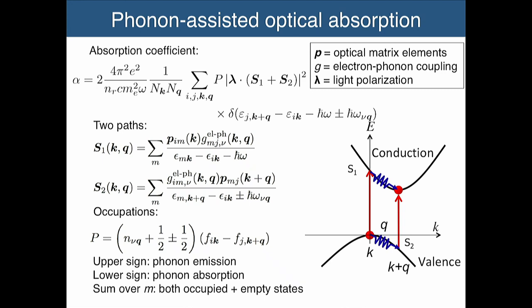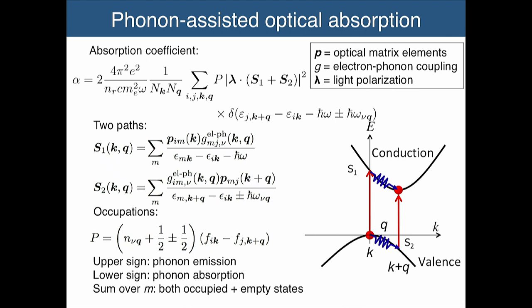Okay, there's also a statistical factor p here, which accounts for the occupation numbers. Again, we must ensure that we go from an occupied state to an unoccupied state. You can't go between two occupied states, of course, or two empty states. But we also need to multiply by the phonon occupation numbers, the Bose-Einstein occupations. The upper sign corresponds to phonon emission. So here we have n plus 1. So phonon emission is possible even at zero temperature; even if you don't have phonons, you can always emit a phonon. The minus sign cancels this term, so you just get simply nq. So in that case, the absorption of phonons is proportional to how many phonons you have. Okay?